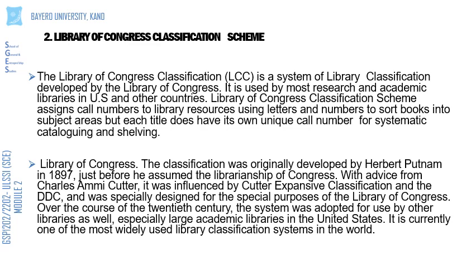The Library of Congress classification was originally developed by Herbert Putnam in 1897, just before he assumed the librarianship of Congress. With advice from Charles Ammi Cutter, it was influenced by Cutter's Expansive Classification and the DDC, and was specifically designed for the special purpose of the Library of Congress. Over the course of the 20th century, the system was adapted for use by other libraries as well, especially large academic libraries in the United States. It is currently one of the most widely used library classification systems in the world today.